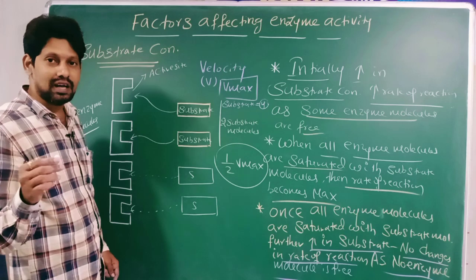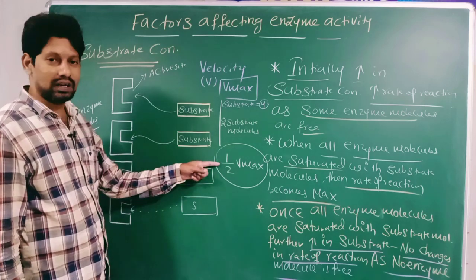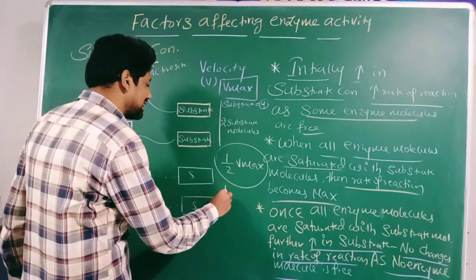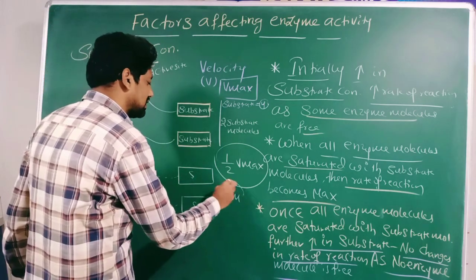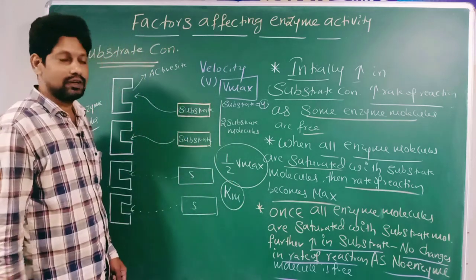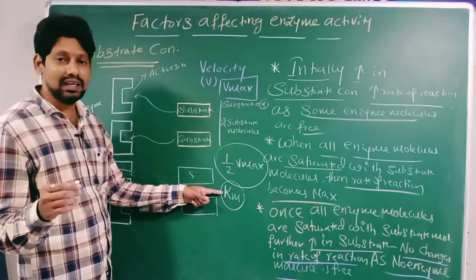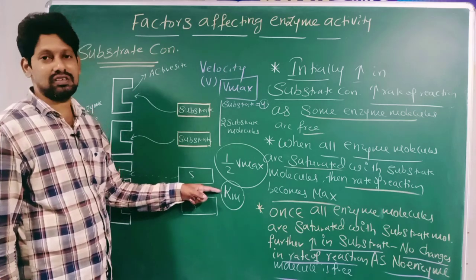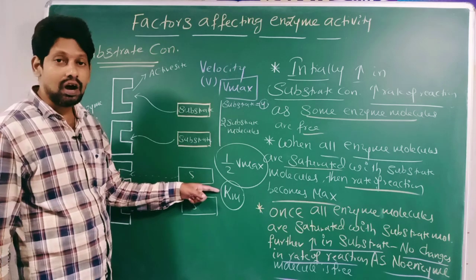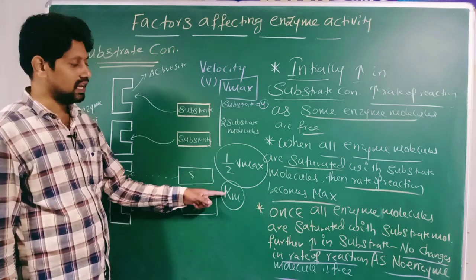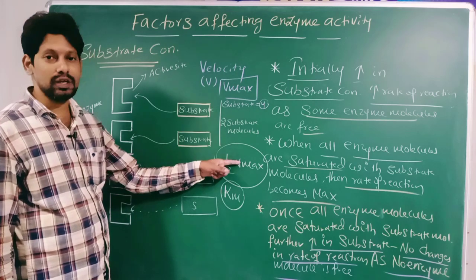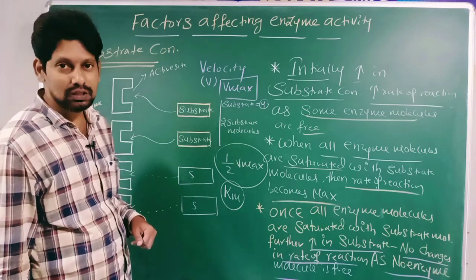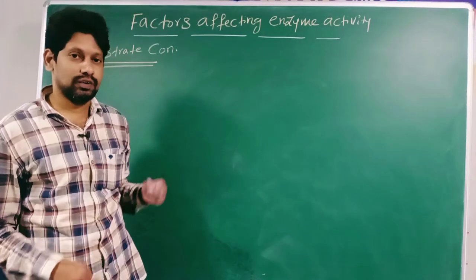Therefore, the substrate concentration required to attain half of the maximum velocity is called Michaelis-Menten's constant, represented by Km. What is the meaning of Km, sir? Michaelis-Menten's constant: nothing but the substrate concentration required to attain half of the maximum velocity. Therefore, Km is equal to 1 by 2 Vmax, or Km is equal to Vmax by 2. Is this statement clear?